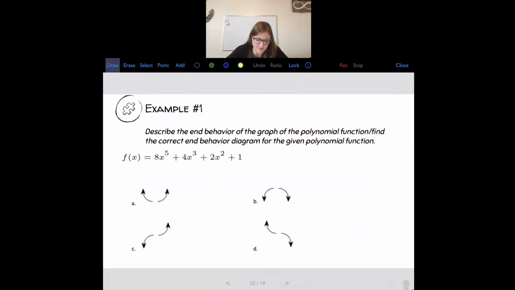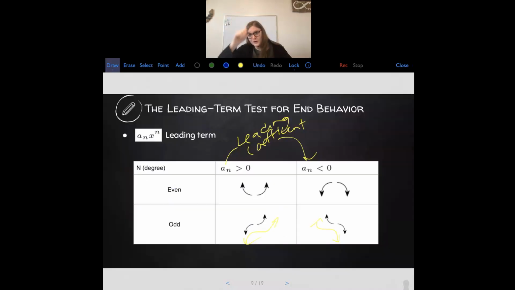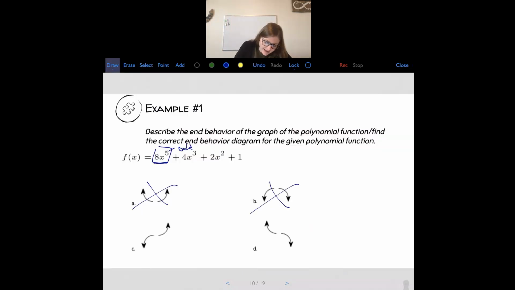Example 1: describe the end behavior of the graph of the polynomial function, or another way you might see this is find the correct end behavior diagram for the given polynomial function. We have f of x is equal to 8x to the 5th plus 4x cubed plus 2x squared plus 1. Our leading term is 8x to the 5th, and our degree is odd. That automatically kicks out A and B. If we've got an odd degree, it's going to squiggle up or squiggle down. Since our leading coefficient is positive, we are going to see diagram C.